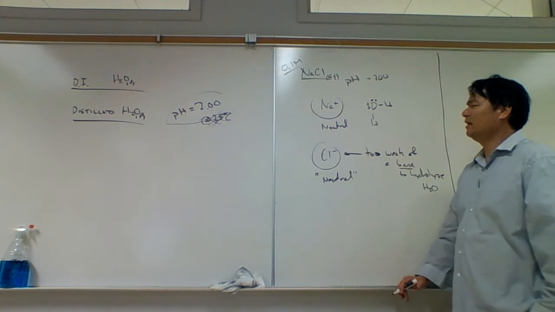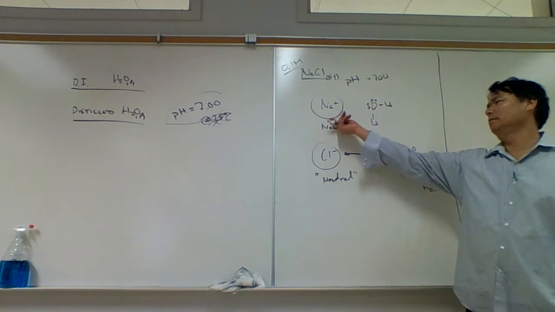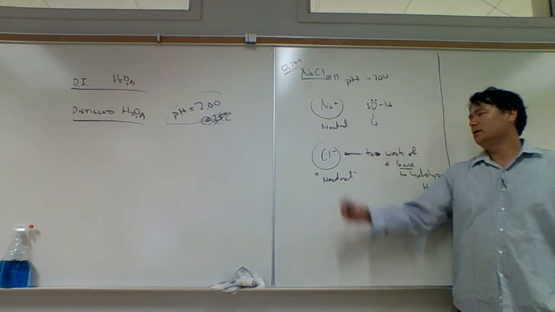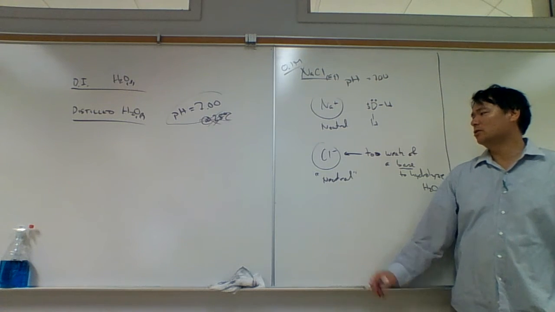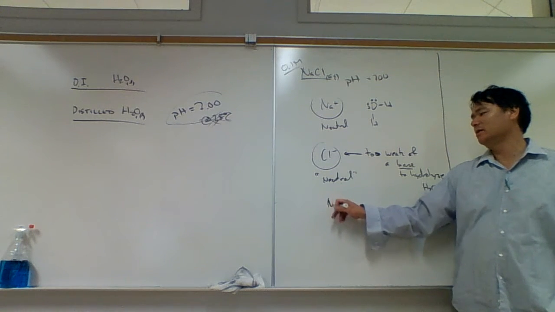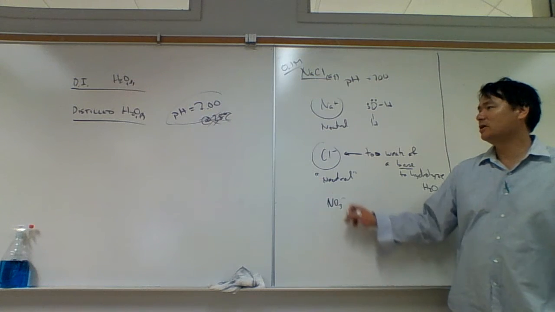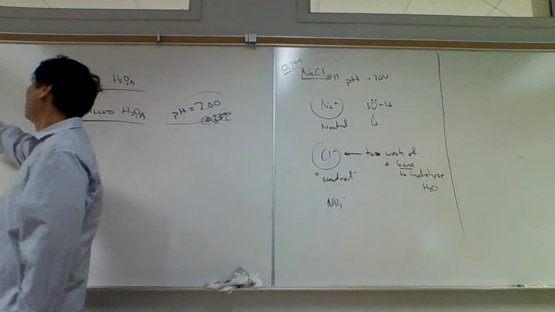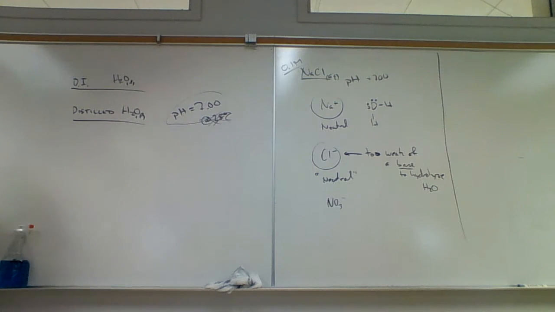And so they have it like this. The group 1 cations are neutral. The anions of the strong bases are neutral. Chloride's not a good base. The same thing with nitrate. Nitrate is too weak to hydrolyze water. Nitrite, however, is not. Nitrite is a better base.